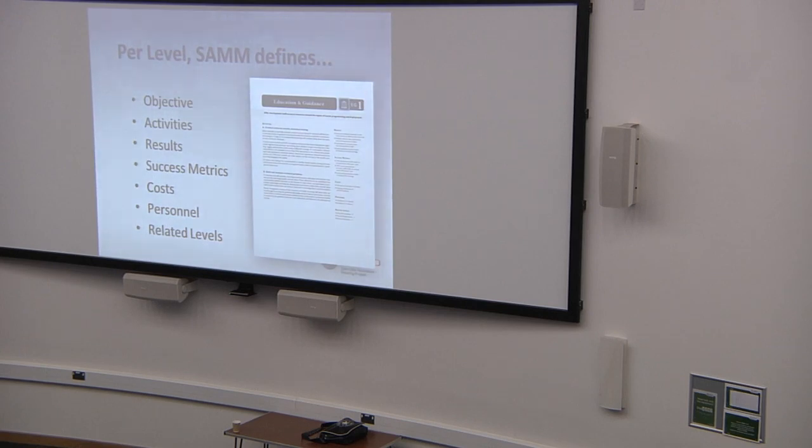It specifies also, for instance, metrics. How can you measure that an activity is correctly running inside of an organization? It specifies costs. How much will it cost in terms of money, in terms of personnel, how many man-days, things like that. And very important as well, it also specifies what other activities are linked to this. If you're giving training on coding, you first have to make sure that you have some coding guidance available. If you're doing code review, typically you want to do that based on coding guidelines. So you first have to specify these coding guidelines, and based on that, you can do code review.